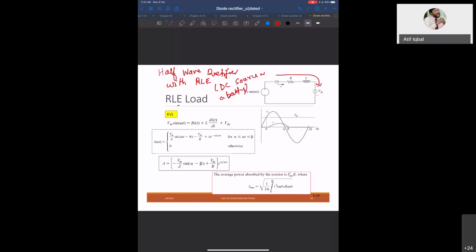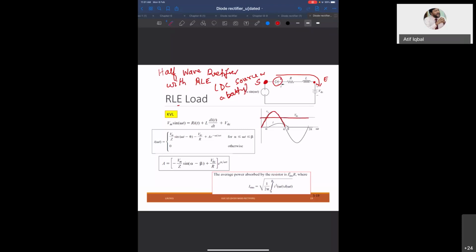You see here what happens: you have the anode voltage and the cathode voltage. This voltage is your source voltage, and here you have the battery voltage. The diode will turn on only when the anode terminal has higher voltage compared to the cathode. Here is the source that we have drawn, and here is the battery voltage.